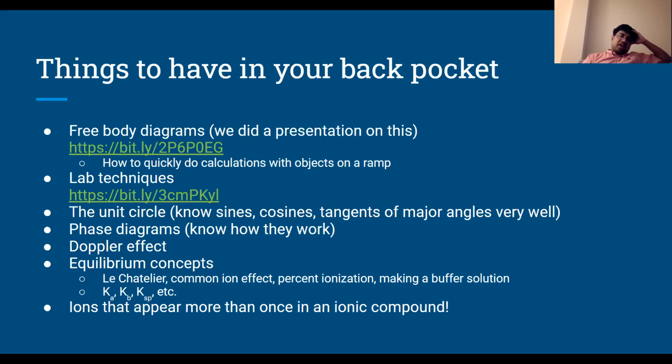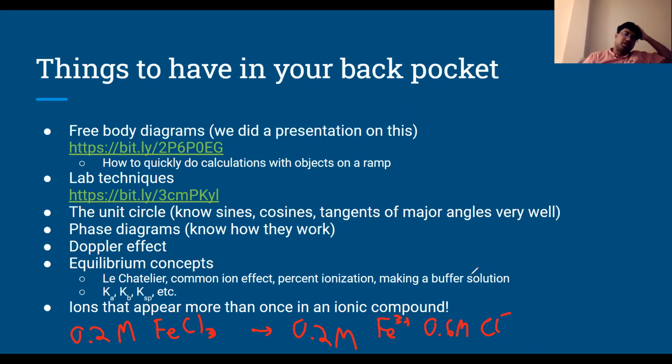And then one random thing that I've noticed is that it's a really easy mistake to make. If you have a 0.2 molar solution of iron 3 chloride, that means you have 0.2 molar of Fe3+ and 0.6 molar of Cl-, because every formula unit of FeCl3 dissociates to form 1 Fe3+ ion and 3 Cl- ions. So you might be asked, what's the concentration of chloride in a 0.2 molar solution of FeCl3? The answer is 0.6, because there are 3 of them, not 0.2. That's a mistake I've seen quite a lot. It's really easy to make, so just be wary of that.